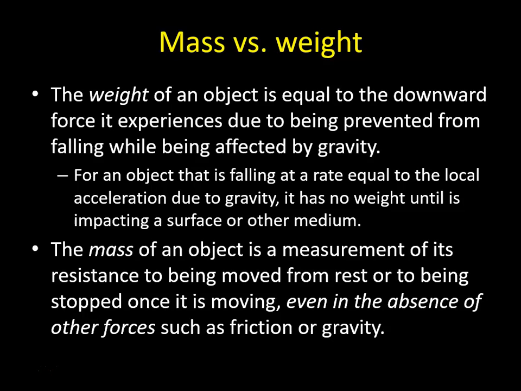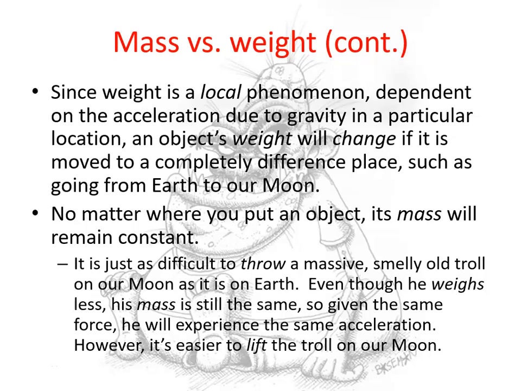The mass, remember, is a measure of the resistance to an object's change in its motion. So in other words, it is just as difficult to throw a big smelly old troll on our moon as it is to throw it on Earth. However, because he weighs less on the moon, it's going to be a lot easier to lift the troll on our moon. In fact, it'll be 6 times easier because his weight is 1/6 of what it is on Earth.